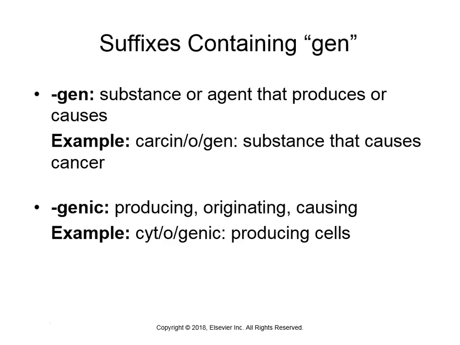As I mentioned, gen and genic are the two most often confused suffixes. The gen is the physical substance, like a carcinogen, and genic is more of the action. It is the thing, carcinogenic, something that is producing cells.